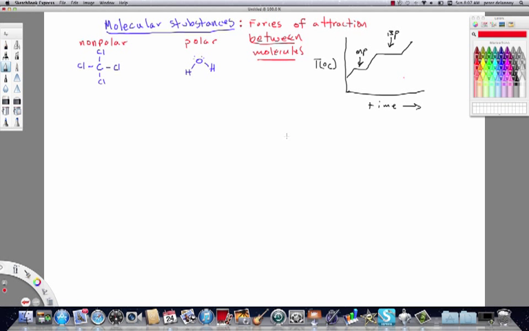Okay, in the first video in the series on molecular substances, we established the idea that the forces of attraction that control the melting points, for example, and the boiling points of these substances are forces of attraction between molecules. And what I want to do in this video is address that situation more closely.